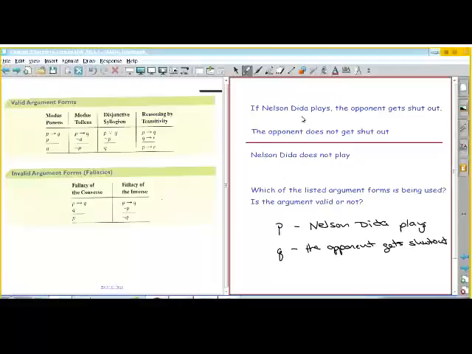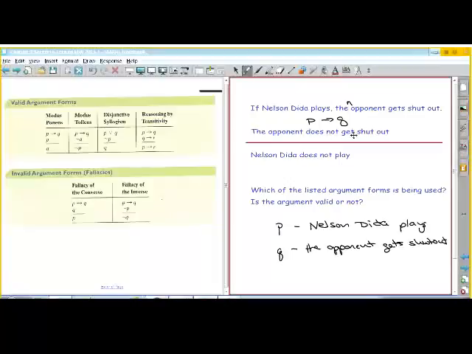And now we can rewrite the original argument in terms of symbolic logic. The first one is a conditional, which means it's an if-then statement. And I guess that should say then. So what we can do is replace this first premise with if P, then Q.